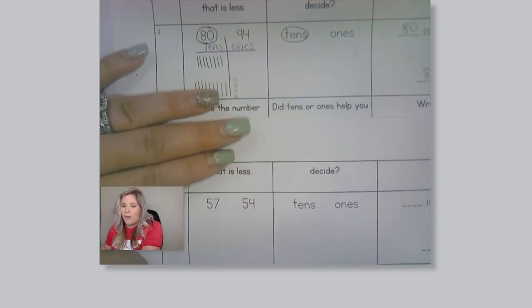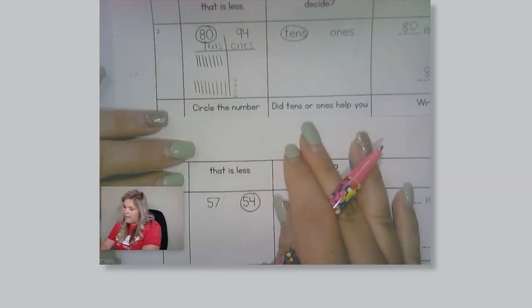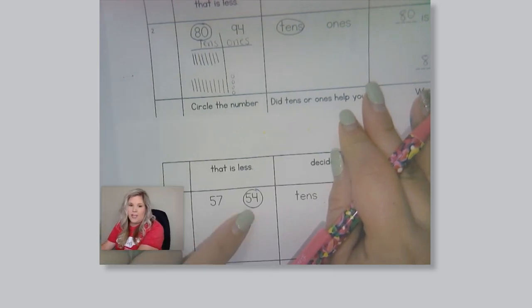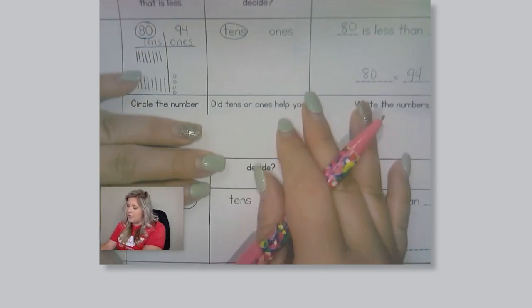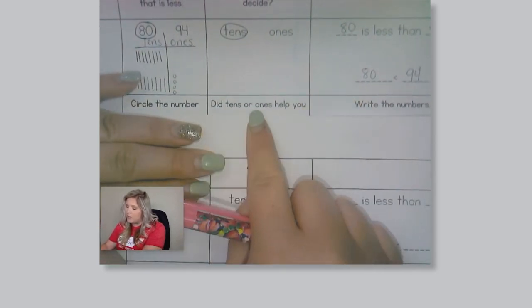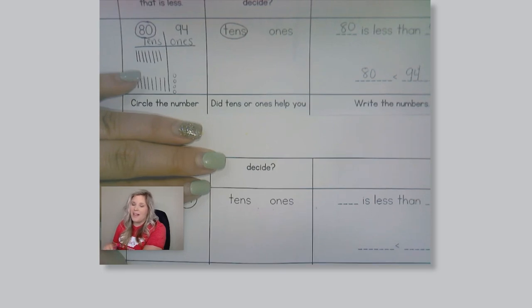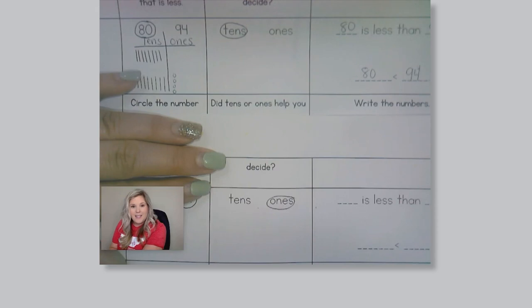So now I'm ready to complete my chart. The first part says to circle the number that is less, and 54 is less. The second part says, did tens or ones help you decide? Which one helped us decide? That's right. The ones helped us decide because the tens were the same.